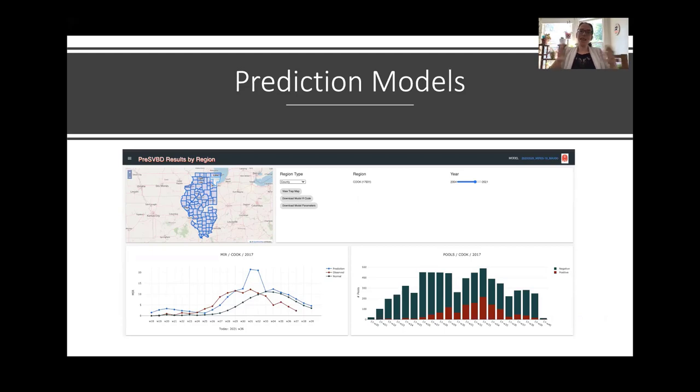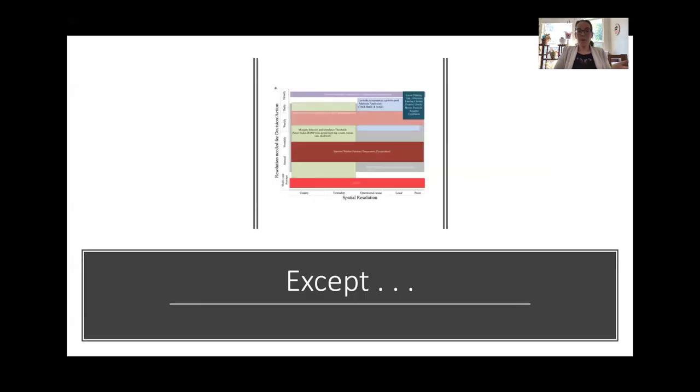This is great that we have this service out there where you can go look at the predictions. But, well, when we asked the people who do mosquito control at what spatial and temporal scale they actually make their decisions, here on the x-axis we have spatial scales from the county level, which is what that map is, down to the point level, which is the individual points, like an individual house.